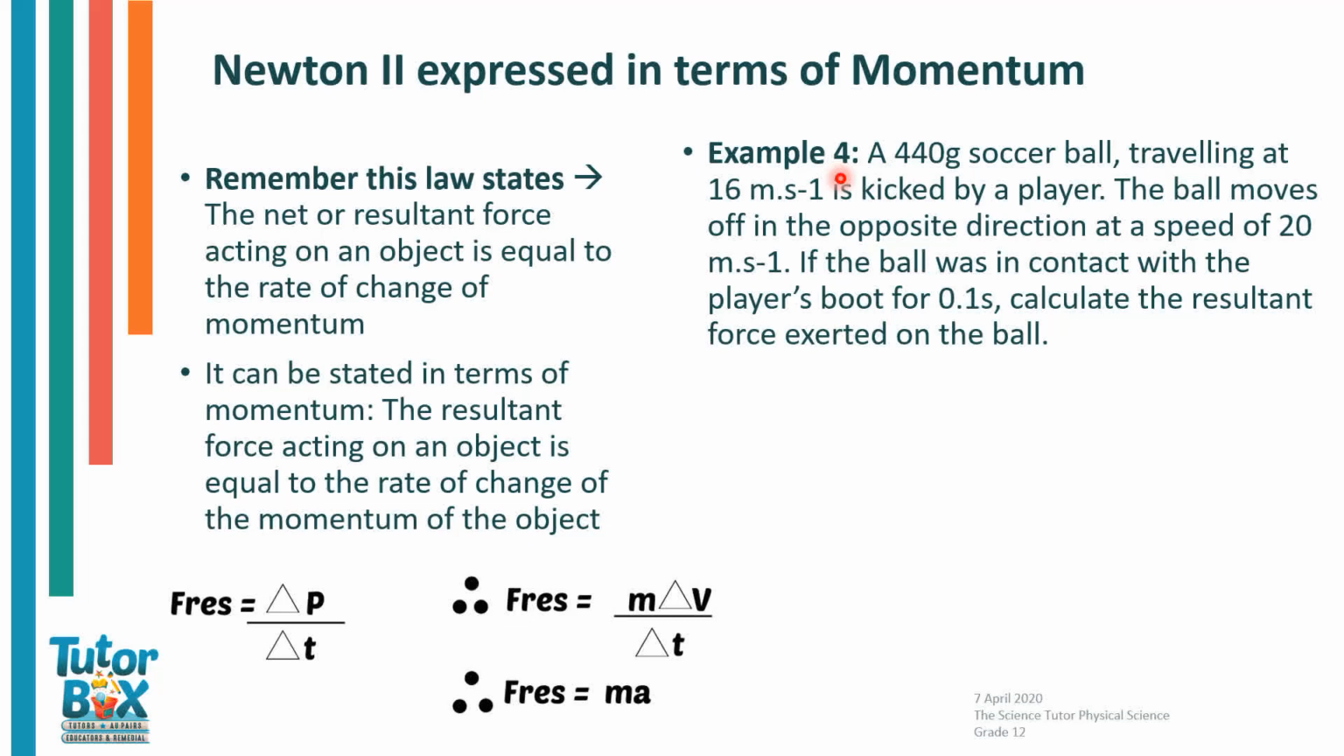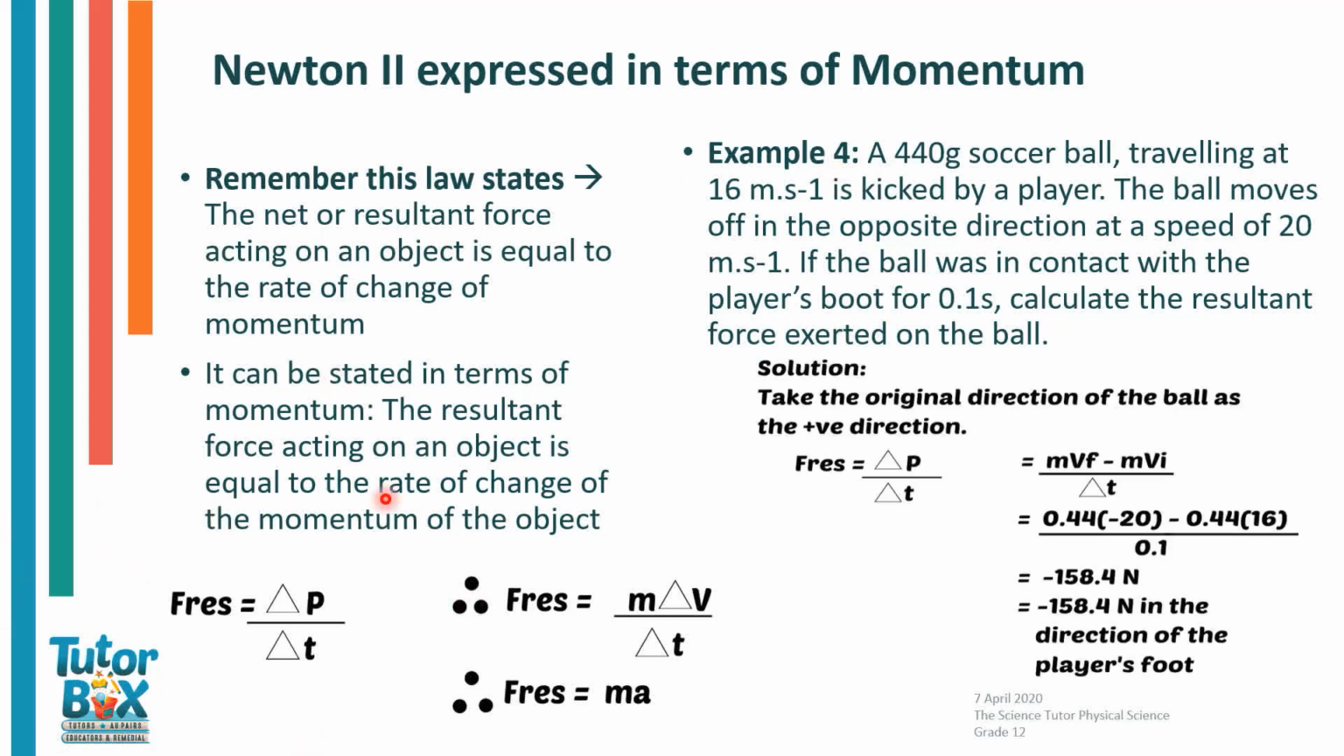A 440-gram soccer ball traveling at 60 meters per second is kicked by a player. The ball moves off in the opposite direction at a speed of 20 meters per second. If the ball was in contact with the player's foot for 0.1 of a second, calculate the resultant force exerted on the ball. Pretty straightforward. We're just going to use this formula. We're going to take the original direction of the ball as the positive direction. Write out your formula. Always write out your formula. You do get marks for them.